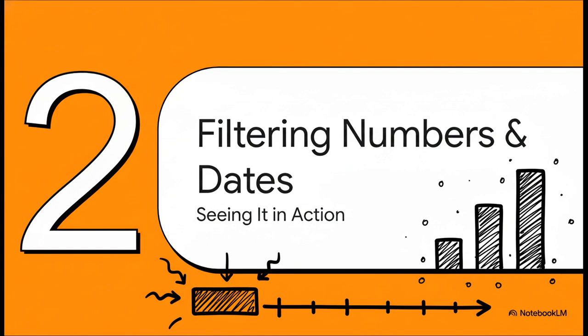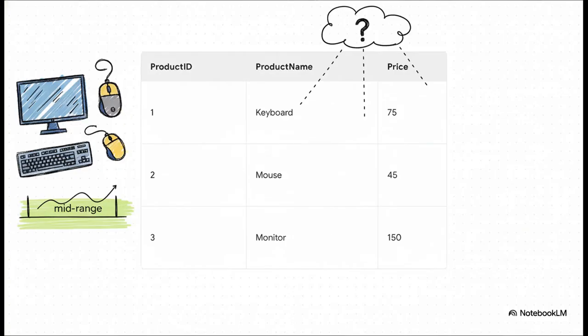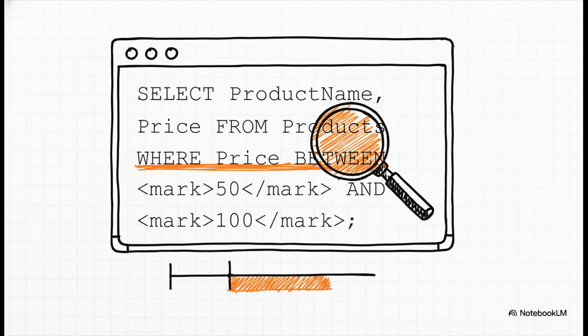Okay, enough theory. Theory is great, but let's see how this thing actually works in the wild. We'll start with the most common stuff, filtering by numbers and dates. So imagine we have this super simple products table. We've got a few items, a keyboard for 75 bucks, a mouse for 45, and a monitor for 150. Now let's say we want to find just the mid-range products. Here's our query. We're selecting the product name and its price from our products table. But the magic, of course, happens right here in the where clause, where price between 50 and 100. This is where we're setting our floor and our ceiling for the price.